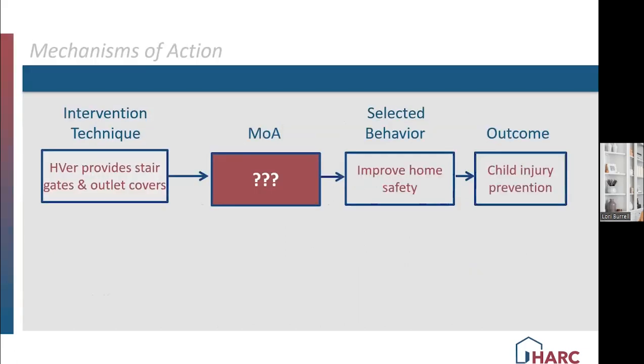So let's illustrate this with a couple of examples. So in this first one, if we start from the far right, a home visiting program aims to prevent child injury. One way to do this is to improve home safety. There are many ways a home visitor can work with a family to do this, but one technique a home visitor may use is to provide the family with safety measures like stair gates and outlet covers. So what is the MoA? How does providing stair gates and outlet covers influence home safety?